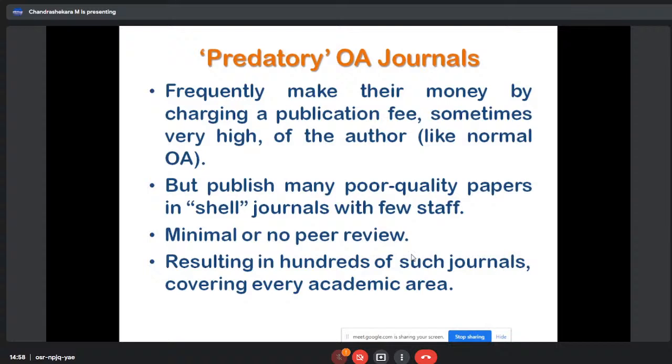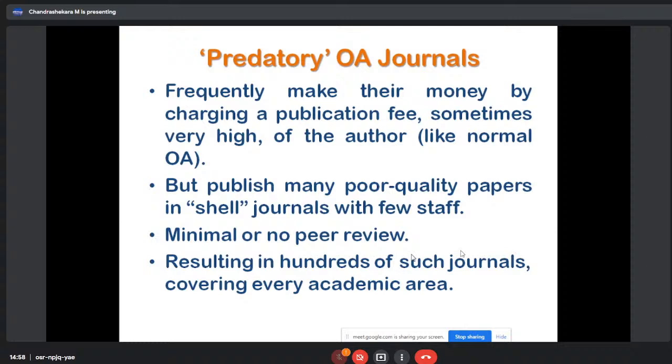Then they publish many poor quality papers in shell journals with very few staff. This is with minimal or no peer review, because sometimes they send for review and sometimes they do not, resulting in hundreds of such journals covering every academic area. Predatory journals are more common now in India also. You can see in India and Africa, many countries have these types of journals, because it is growing like anything.